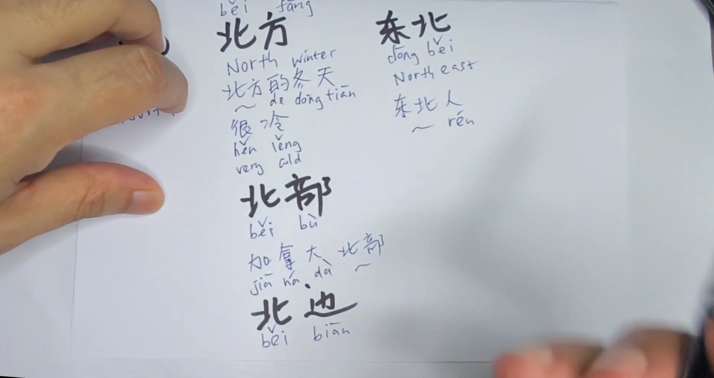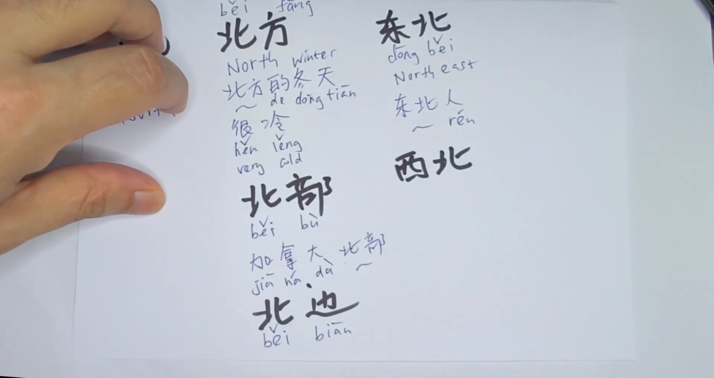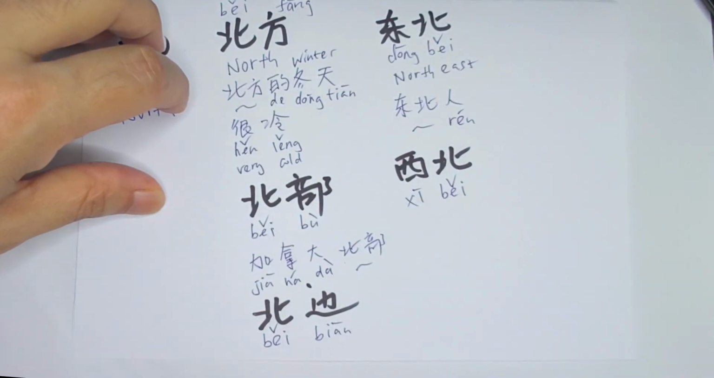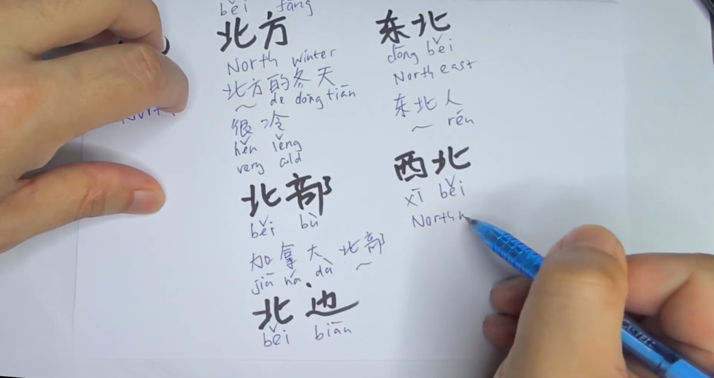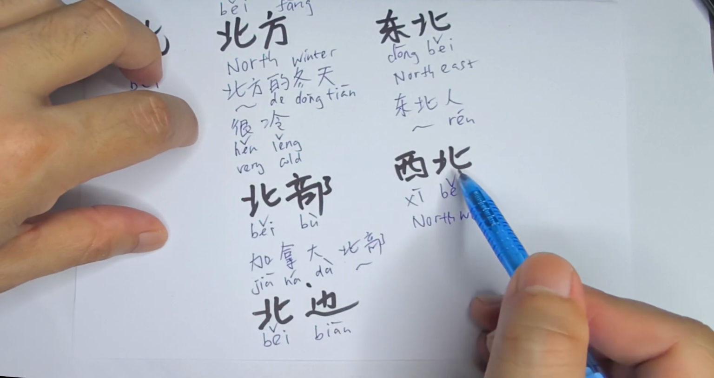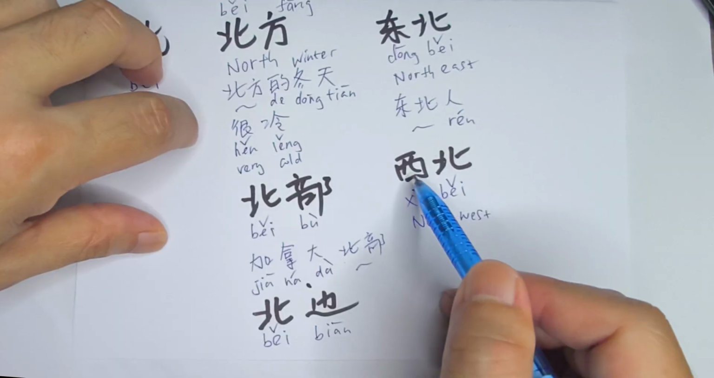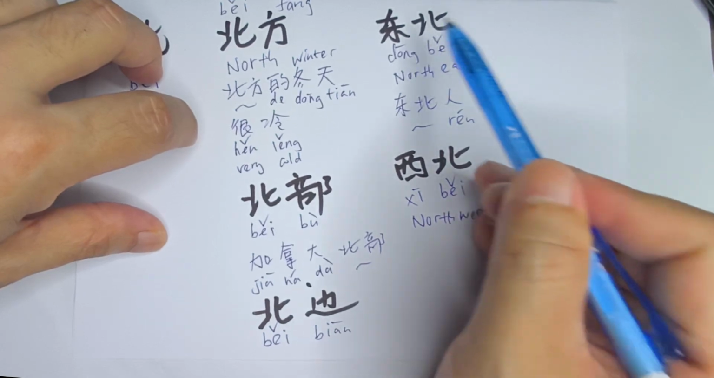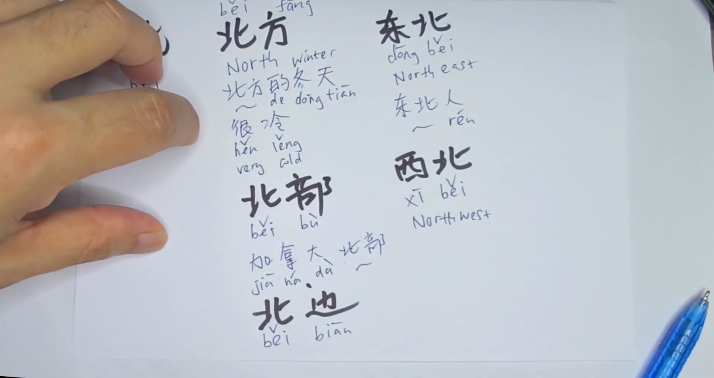Or what about northwest? 西北, northwest. In English you say northwest, right? In Chinese you say west north, okay? Same thing here. In English you say northeast. In Chinese we say east north, okay? It's the other way around.